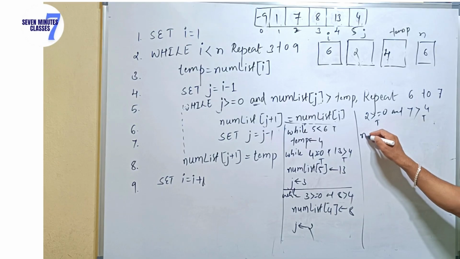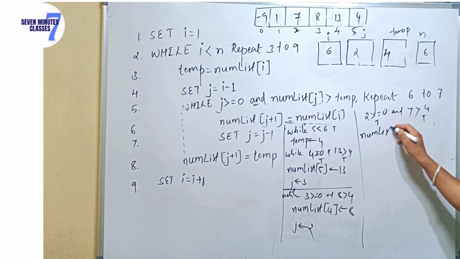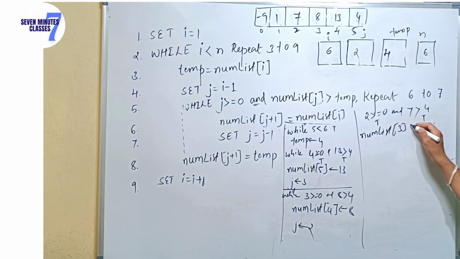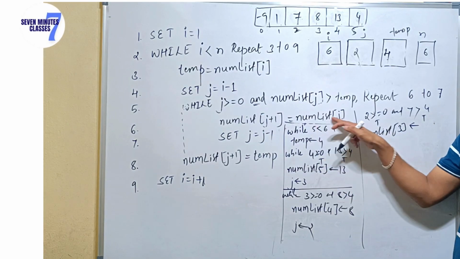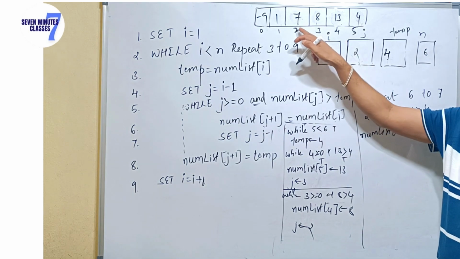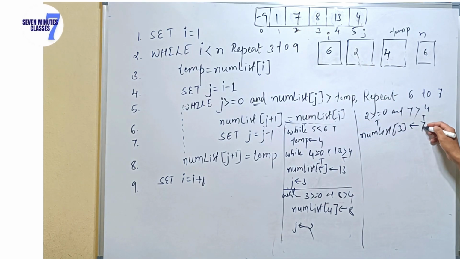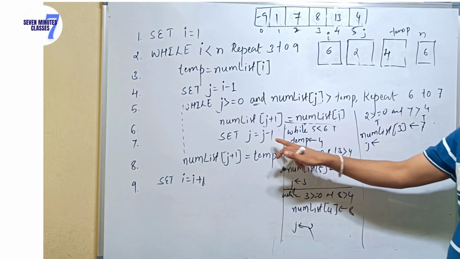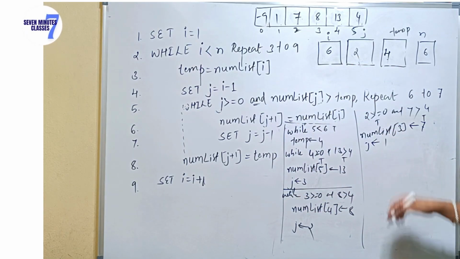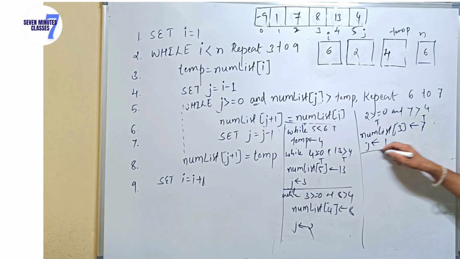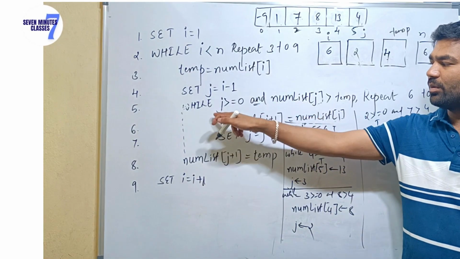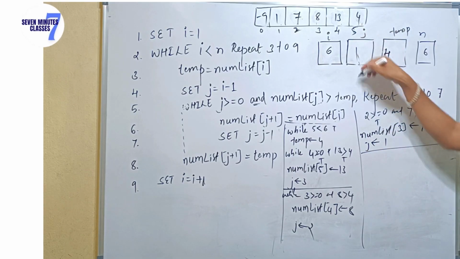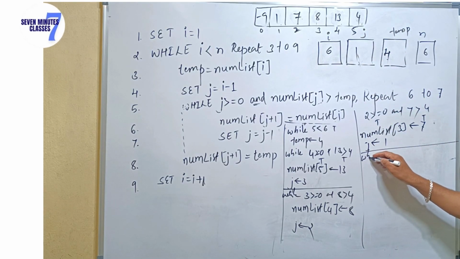What is the value of num list? So num list of j plus 1, j was 2, now it is 3, into this. Num list of j, num list of 2, num list of 2 was 7, 7 goes to this. j has to be decremented by 1, j equal to j minus 1, j was 2, now it became 1. So the loop is not yet completed. Again go back to the while loop, that is j. What is the value of j now? j became 1. Okay, then again I write a while.